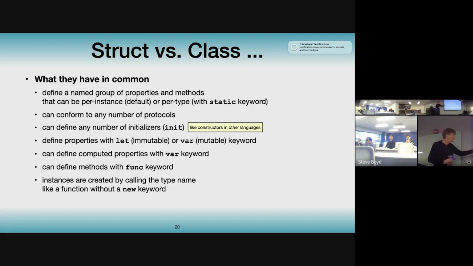They can define methods with the func keyword, and then you create an instance by calling the type as if it were a function. You don't use a new keyword. You just say, for example, car, left paren, arguments, and that creates a new instance.